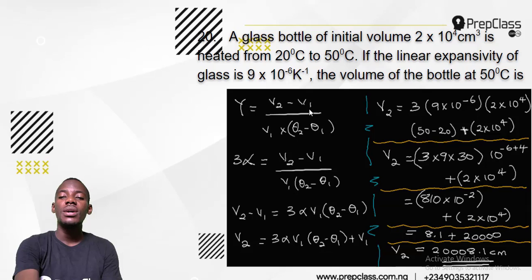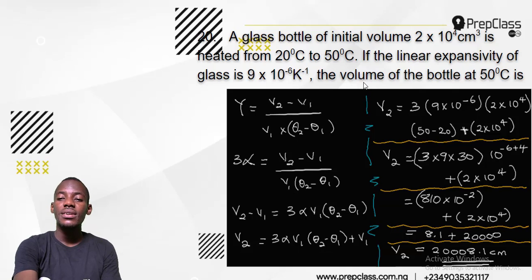Change in volume. Now, at a closer look, the question is not a linear expansivity question. Do you know how I know? Looking at this, they mention volume. They didn't mention length. If it is linear, they will be mentioning length. But they didn't mention length, they mention volume.